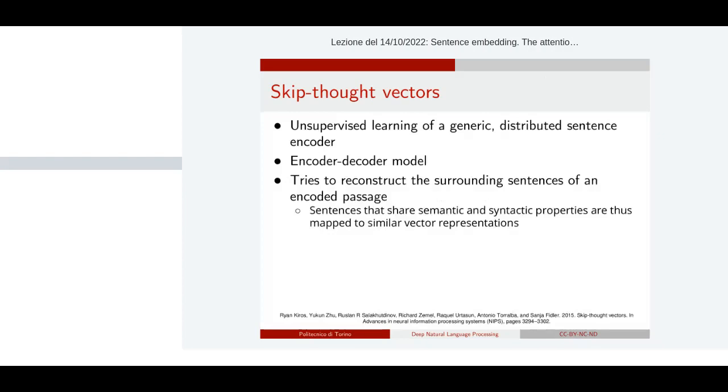Skip-thought is yet another solution. Of course, I mentioned just the most popular ones, but maybe there are still others that are not considered in this presentation. This is again unsupervised. It is interesting because it relies on a popular encoder-decoder architecture that you probably know from the previous courses of the data science course.